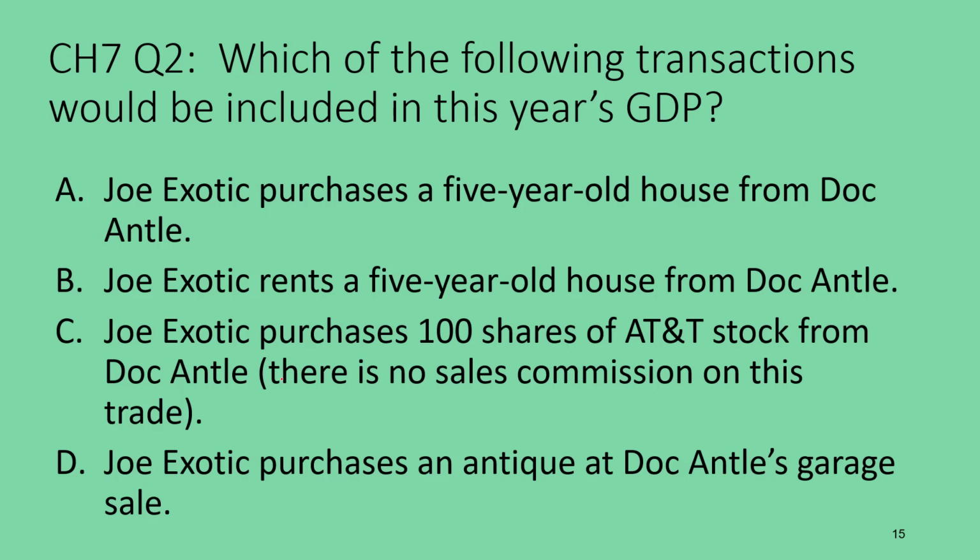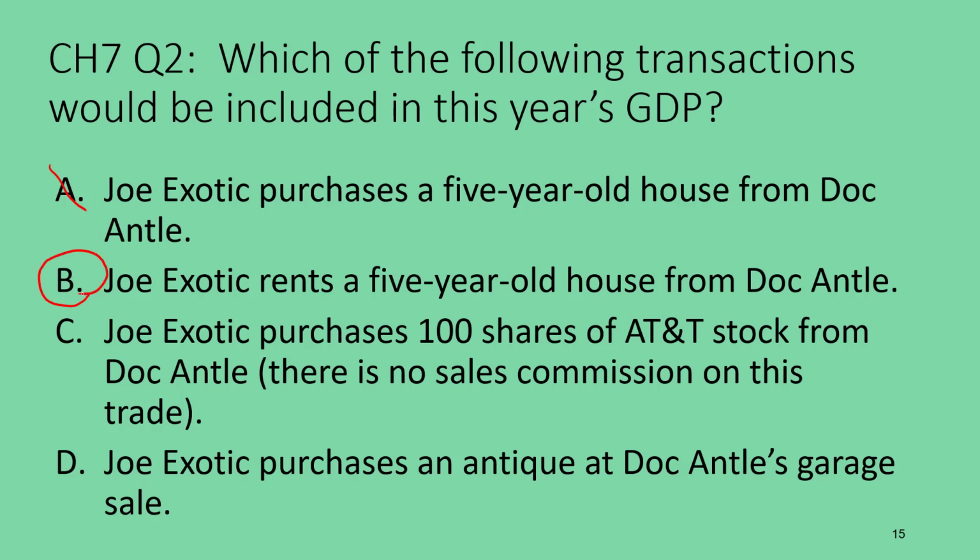Doc Antle, again, unless there's something in the answer choice that says that Doc Antle improved that house during this particular time period, then that will not be included into this year's GDP because it was already included into the GDP from 5 years ago when that house was produced. Right? Now, Joe Exotic renting a 5-year-old house from Doc Antle, that now makes Doc Antle a landlord that's providing a service to Joe Exotic as a tenant. So the value of that service would be included into this year's GDP. So B is definitely the right answer there.